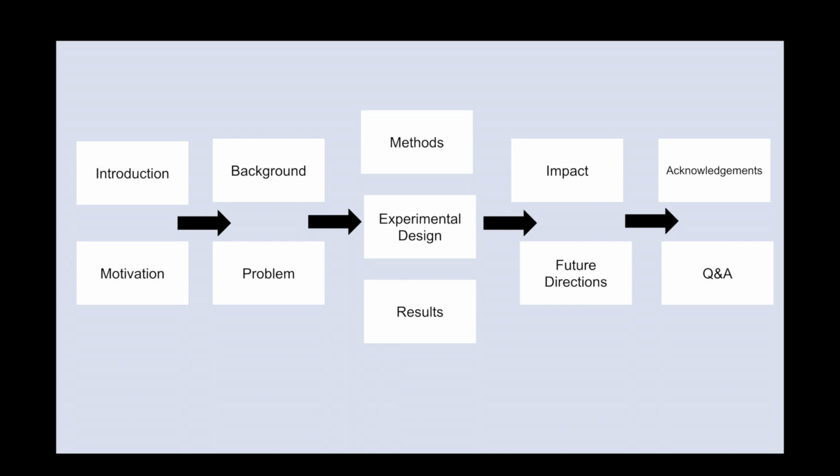Although there is no hard and fast rule for which slide should exist in every presentation, there is a commonly found structure like this. A good talk will start with an introduction and the motivation behind your research, and then move on to a discussion of the necessary background and address the specific problem you are seeking to address. In the middle, you should discuss the methods you used, your experimental design, and any results you obtained.